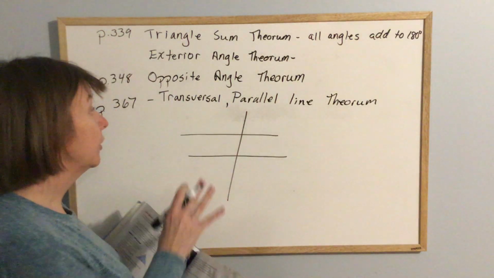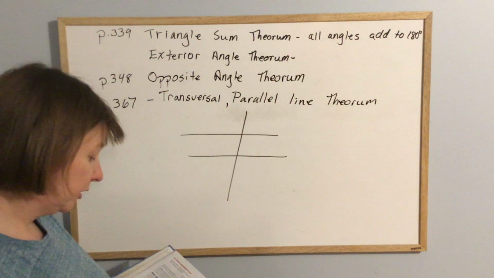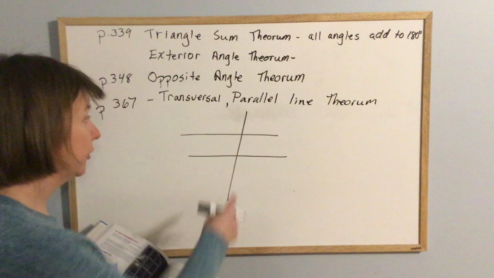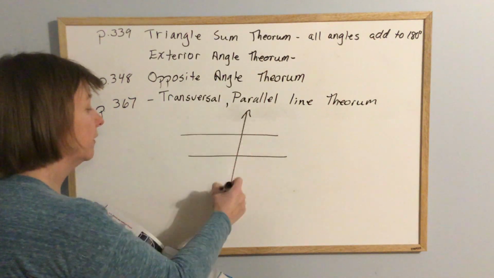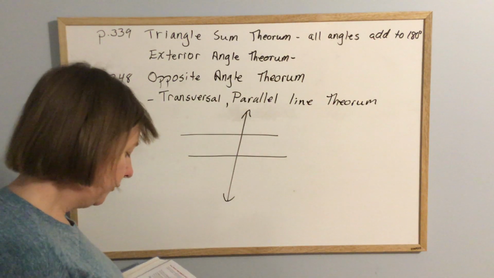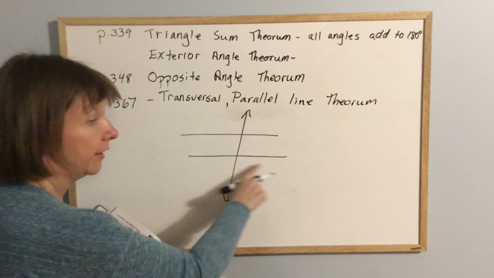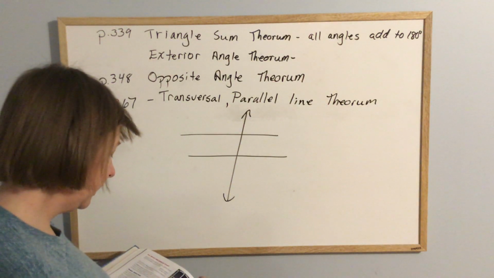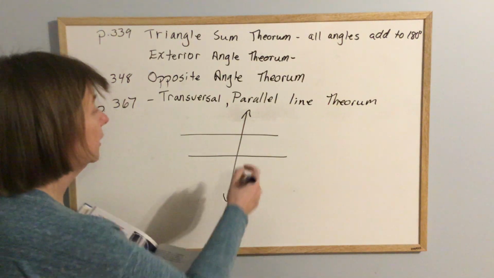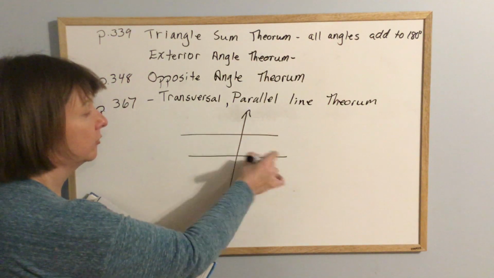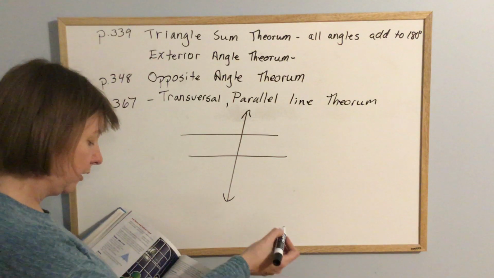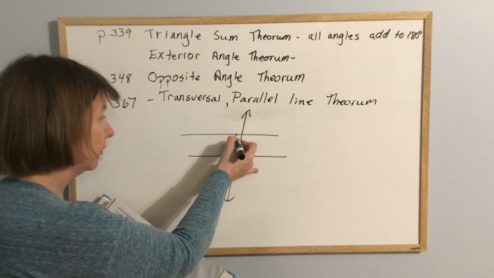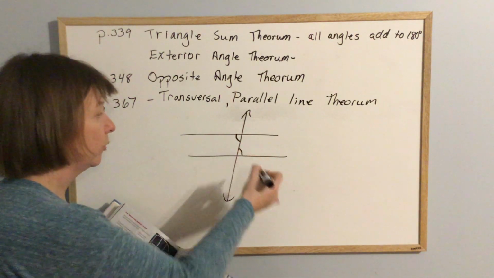So the very first one on page 367 says, if a transversal, and here's my transversal, intersects two parallel lines, here are the parallel lines, the alternate angles are equal. So as long as these two lines are parallel, what they call the alternate angles, this one and this one, are equal.